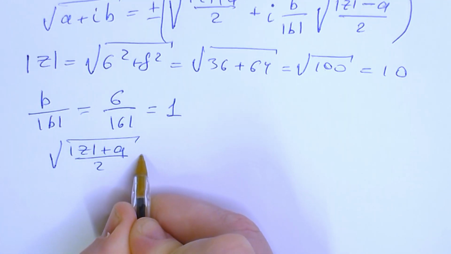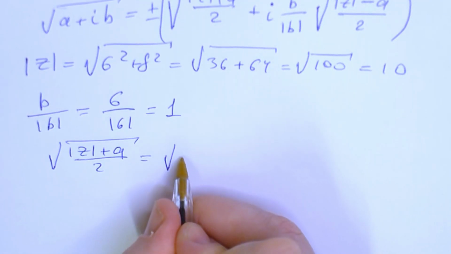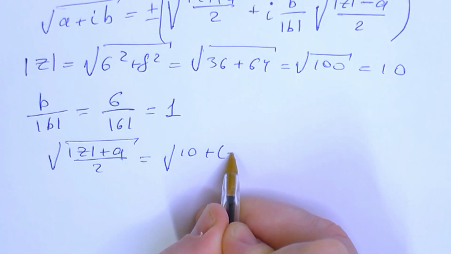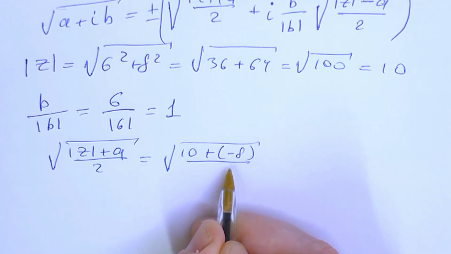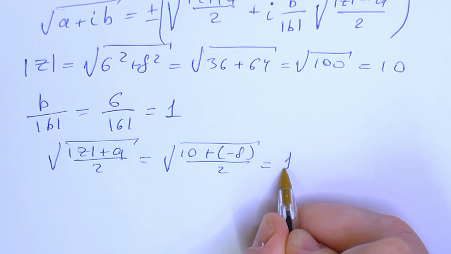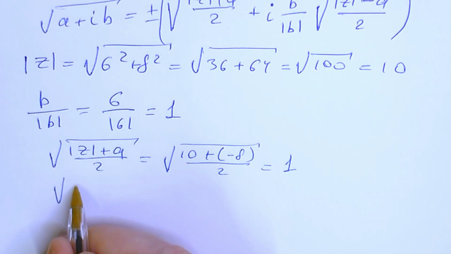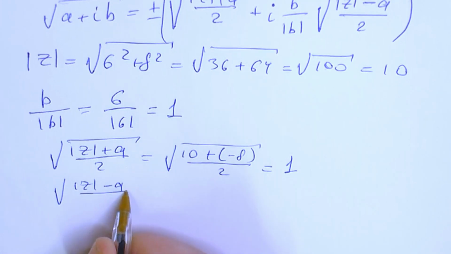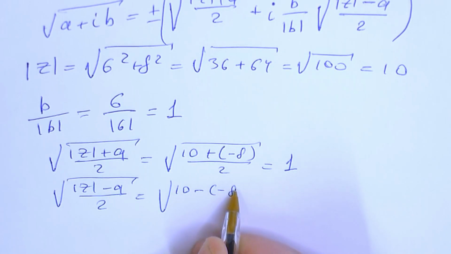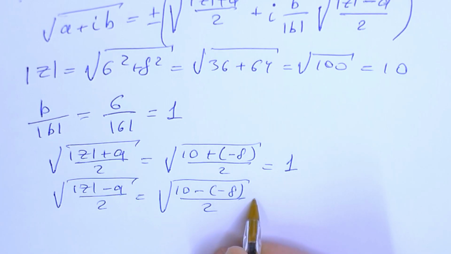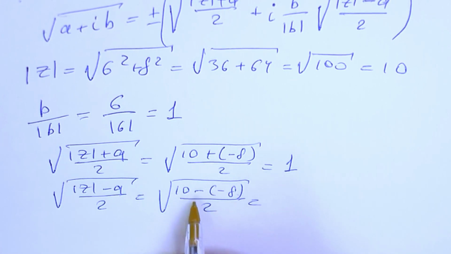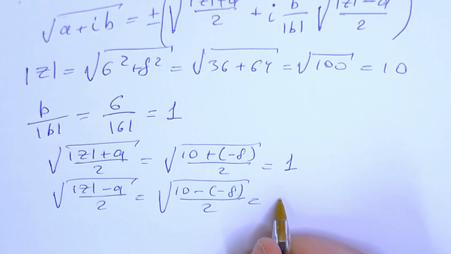So modulus z plus a divided by 2 is equal to 10 plus a, which is minus 8, so 2 divided by 2 is 1, and the square root of 1 is 1. And the square root of modulus z minus a divided by 2 is equal to 10 minus minus 8 divided by 2, and it's equal to 18 divided by 2, and it equals the square root of 9, or 3.